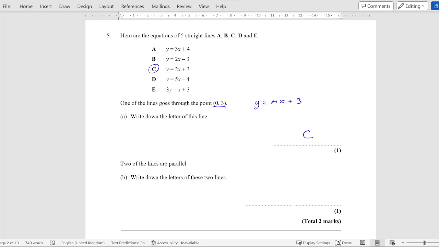For the second part, 2 lines are parallel. It means that they must have the same gradient. And again, it might be that we need to rearrange them, but currently we have 2 equations with the same gradient. So it's B and C.